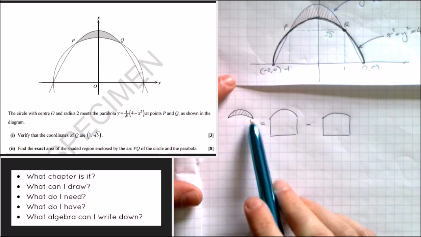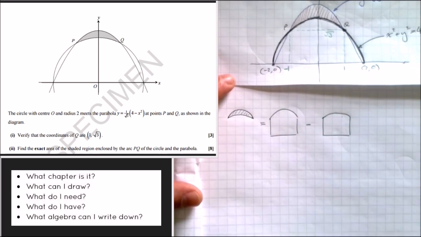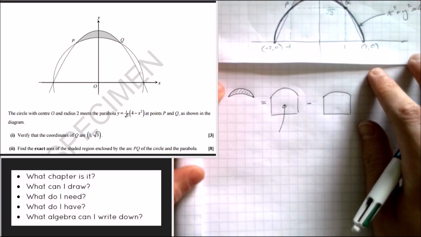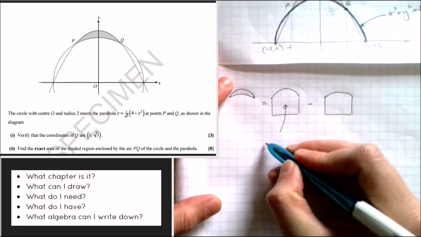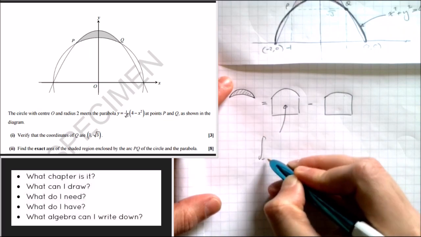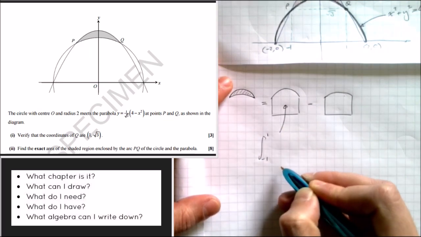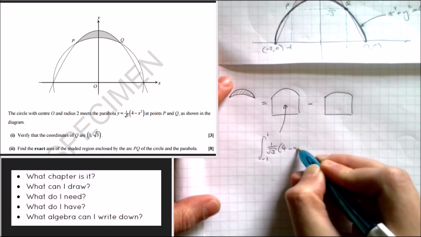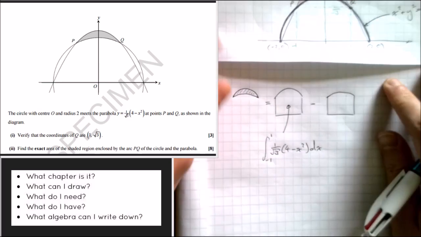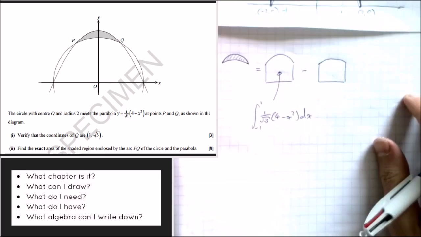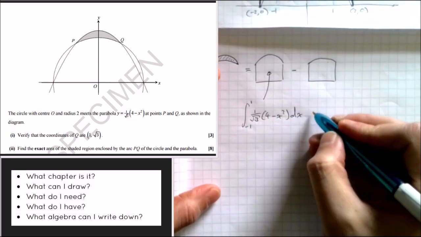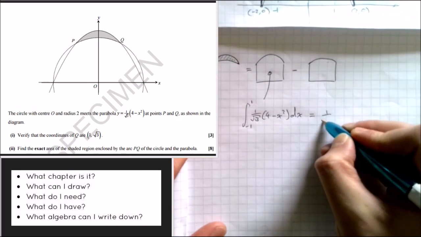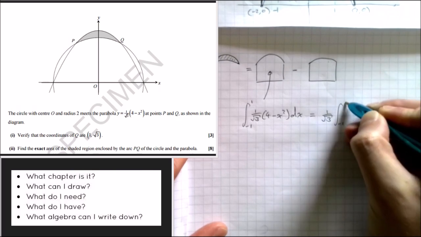Okay, I'm splitting up what we need and trying to work backwards to what we have, because this bit here, the area underneath the parabola, is an integral between minus 1 and 1 of 1 over root 3 (4 minus x squared). Great. I might as well work through that bit. Now, let's figure out what that integral is. That 1 over root 3, I'm going to just take out to the outside. That's nicer.